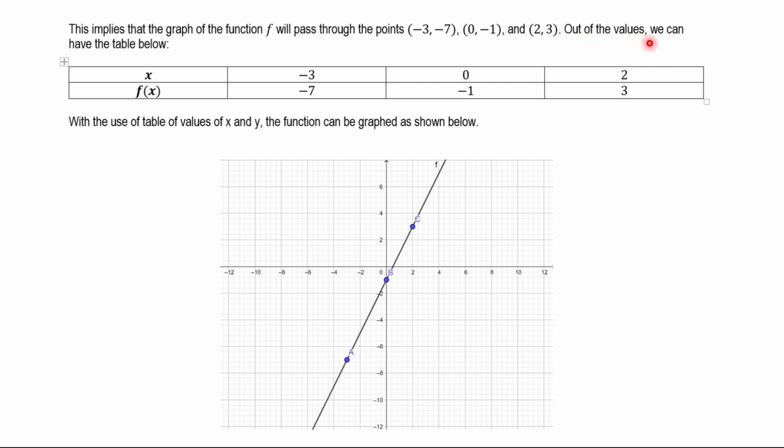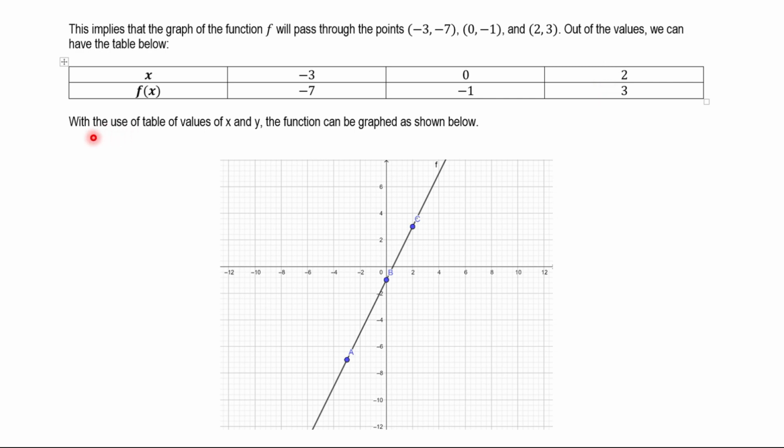Out of the values, we can have the table below. Here are the values of x. What were the values of x again? Negative 3, 0, 2. Then this is our function f of x or y. So these are the outputs. Right? When x is negative 3, y is negative 7. When x is 0, y is negative 1. When x is 2, our y is 3.